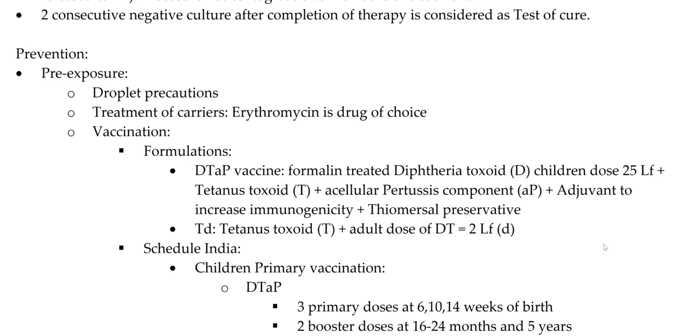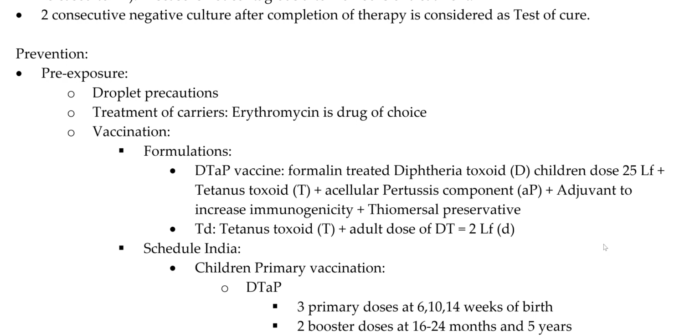In the same way, another formulation is Td, that is tetanus toxoid, but with the adult dose of diphtheria toxoid, because adults require lesser doses of this toxoid, that is 2 LF, 2 Loeffler units. So this is very important. If you see a capital D, that means high dose, 25 Loeffler units. If you see small d, it is a smaller dose, 2 Loeffler units, and it is usually for adults.